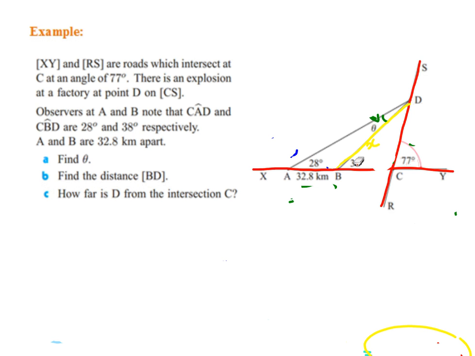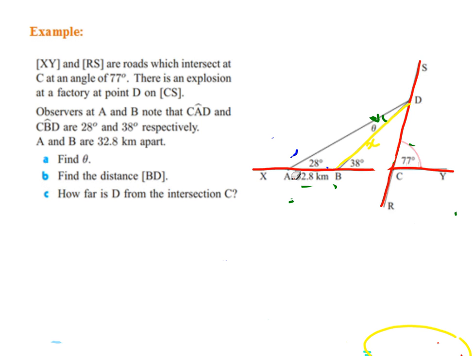It's always still good to read through it, because sometimes in the question they might have put a few things on the diagram, but maybe they didn't put everything. So it is worth reading over and seeing, can we write any extra numbers on here? A and B are 32.8 kilometers apart. That's already written in there.